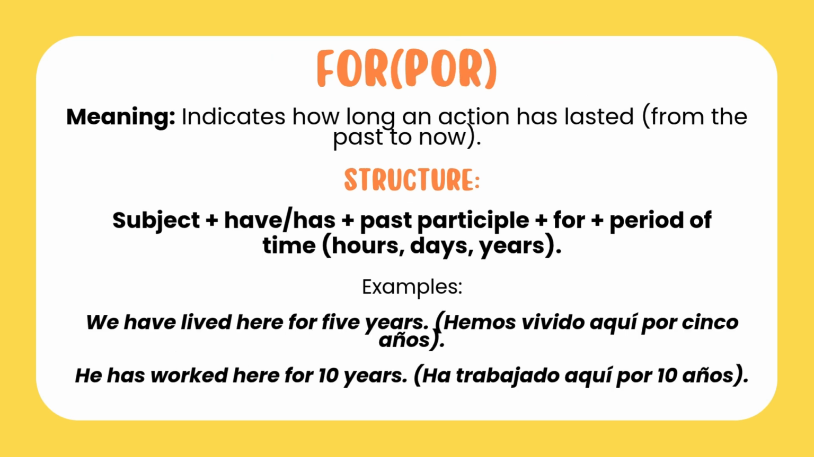Let's talk about for. It is used to indicate how long something has lasted: days, years, etc. Structure: subject plus have or has plus past participle plus for plus time period. Here are some examples. We have lived here for 5 years. He has worked here for 10 years.